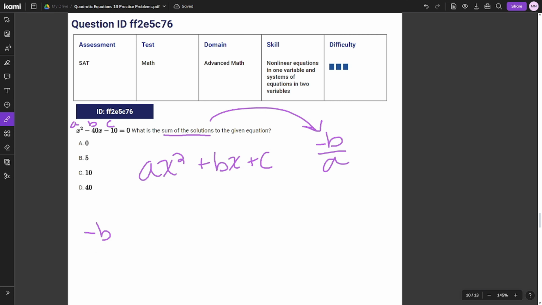So negative b over a is going to be equal to negative (negative 40) over 1. Once again, the two negatives cancel each other out, so we're just left with positive 40, which means that our answer is going to be 40 over 1, or just 40. So our answer is D.